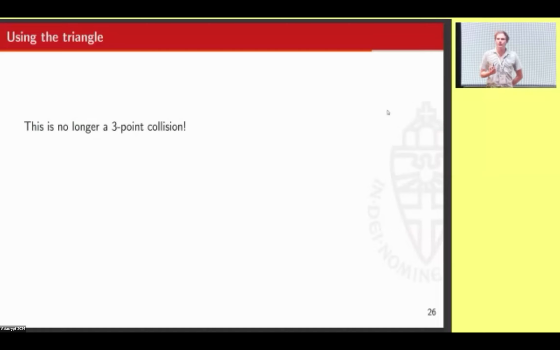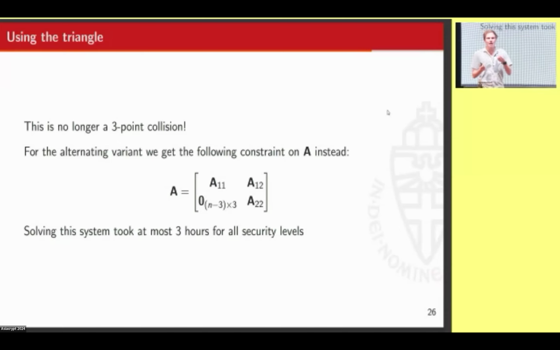So now in this case, what happens when we find these triangles? We do not get a 3-point collision anymore, because we now get a collision of subspaces. And we cannot really map the points to the points, because that would be enumerating, and that would cost way too long. But instead, we get this transformation. We call that A, B is T. But now it has 3 zero columns, except for this square matrix on the top. But solving the system again took 3 hours for all security levels. Once we found the triangle, the rest is easy, is the main takeaway.